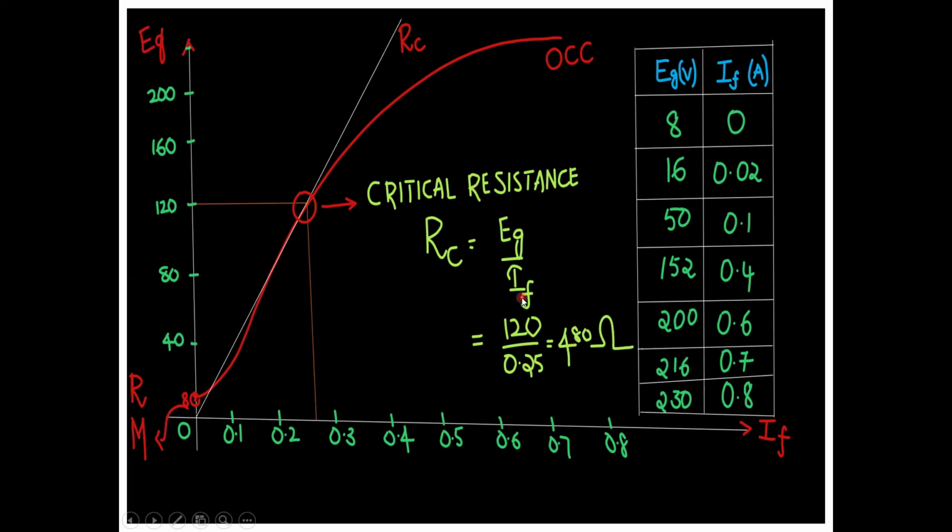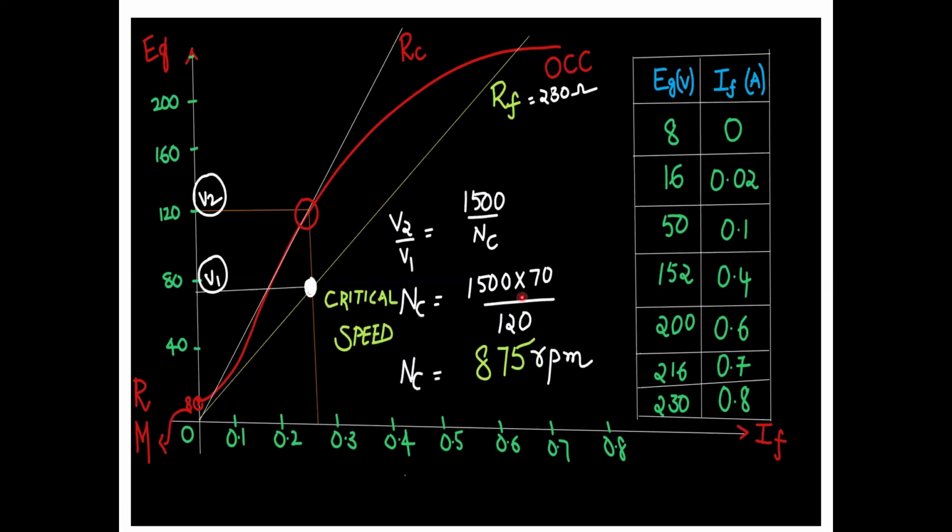Then I'd like to go further, in order to identify the critical speed. We have one more point here. In the laboratory, we observed one field resistance value, approximately 280 ohms. From that, it is just a slope. We all know that y equal to mx, so m equal to y by x. I would like to pick a value of V and a value of I. I identify one value here, that is 70, and this I value is approximately 0.25.